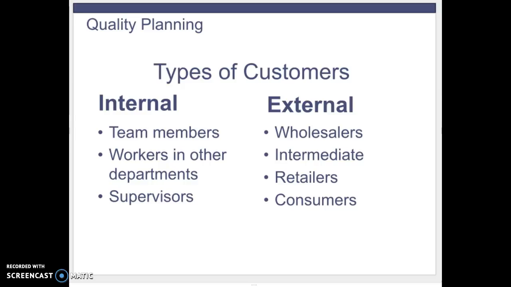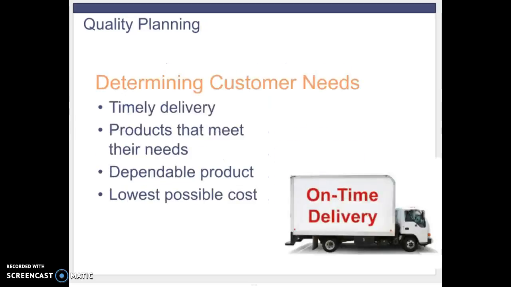Your external customers are your wholesalers, those who buy the bulk. Your intermediate people who move the retail pieces between the manufacturing company and the customer, the retailers that sell the product, and the consumers who purchase the product. So those are the two types of customers.